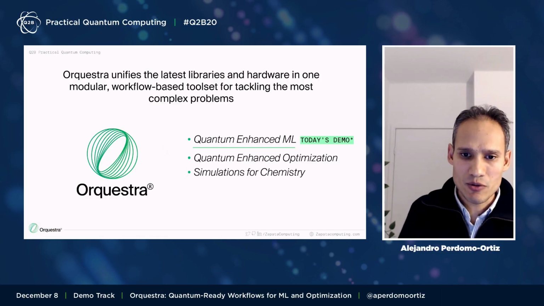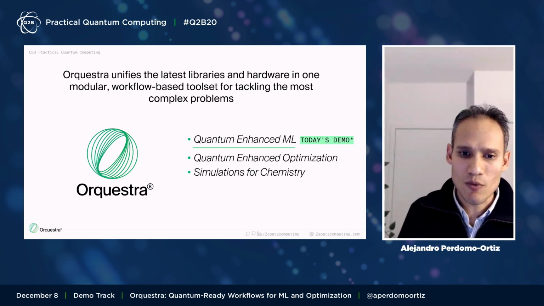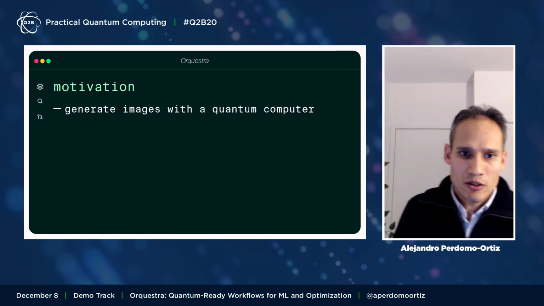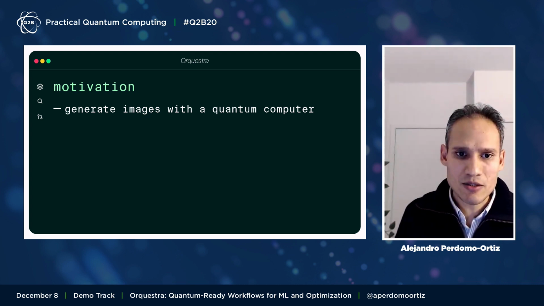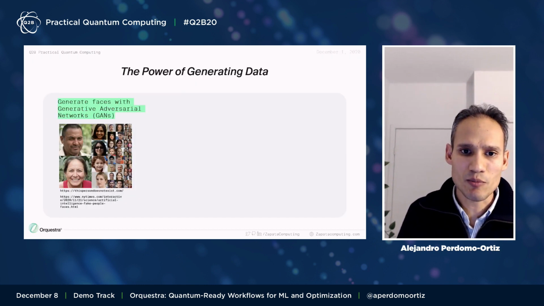In this presentation today, I will tell you how we use Orquestra to deploy a new quantum algorithm that we built at Zapata that pushes the limit of quantum machine learning with near-term quantum devices. More specifically, the context of the machine learning task is generative modeling, and I will show you how we can generate images with a quantum computer.